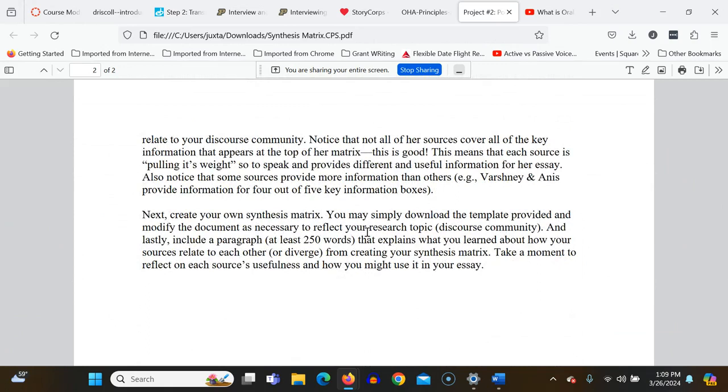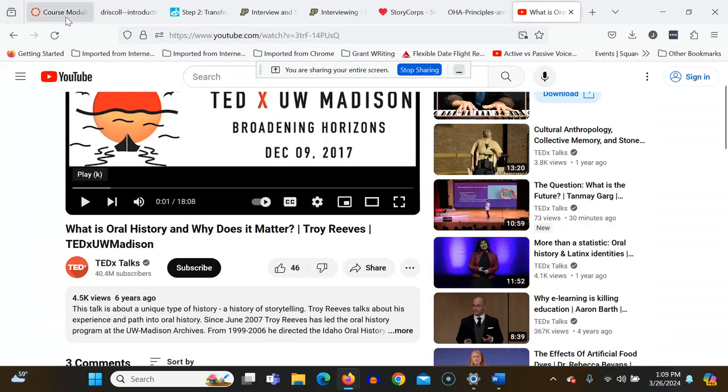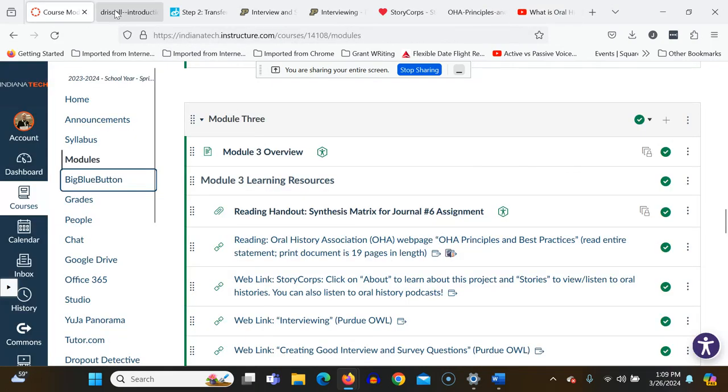Now, you're going to be reflecting on your discourse community, of course, and you'll include a paragraph, notice this, of at least 250 words that explains what you learned about how your sources relate to each other or diverge from each other. So you can look at this synthesis matrix and go, these are how my sources are alike. These are how they're different. This is what I'm getting from that. This is how I'm going to use it. Okay. So that's the point of that particular part.